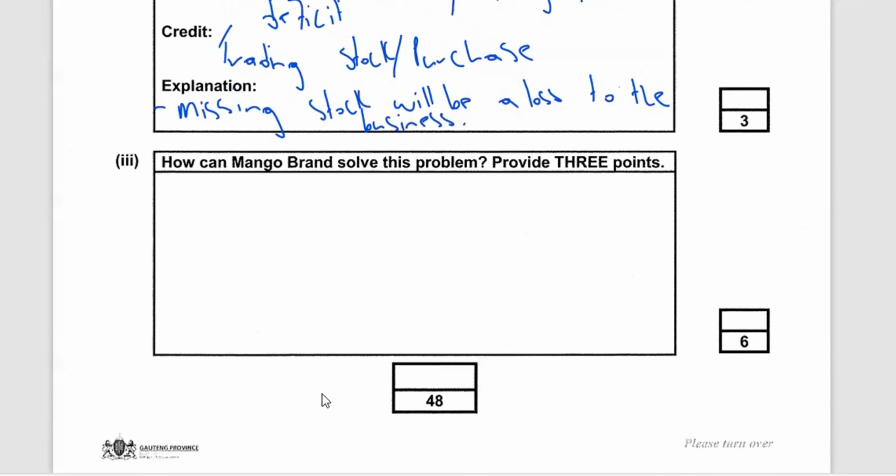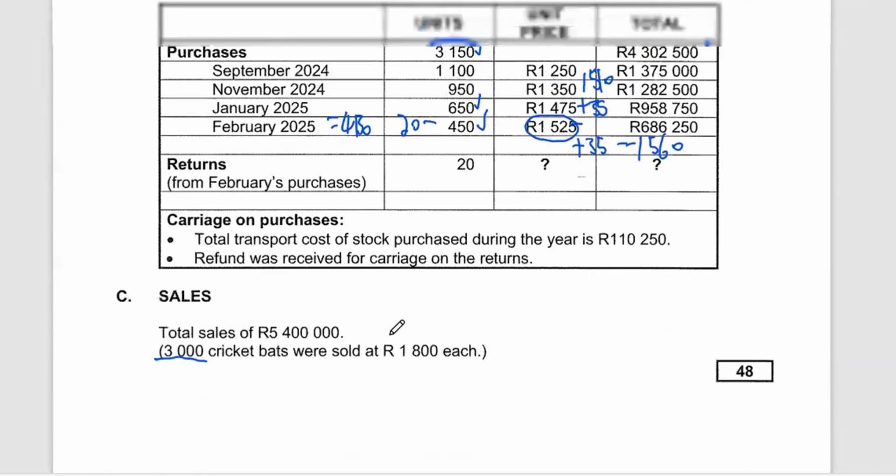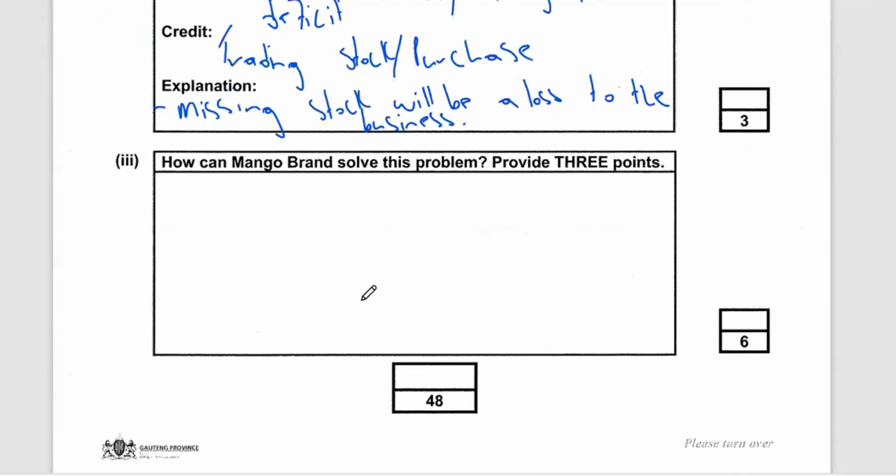Then number 3, how can Mango brand solve this problem? So we know that there are missing stocks. So how can Mango solve the problem of missing stock? So we can say physical regular stock count. That will be the first.